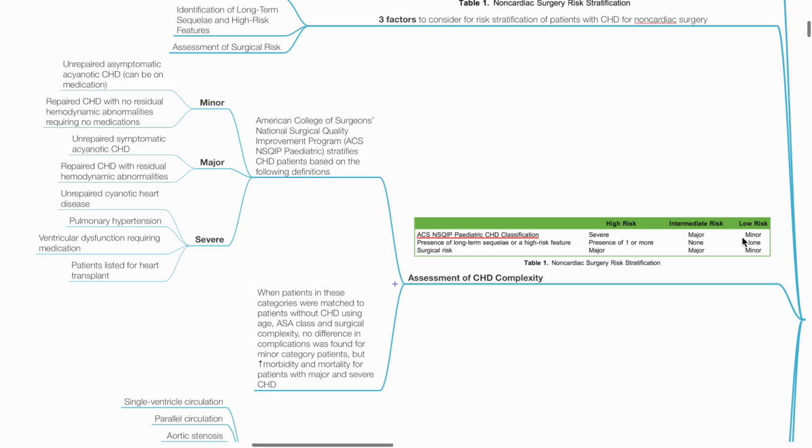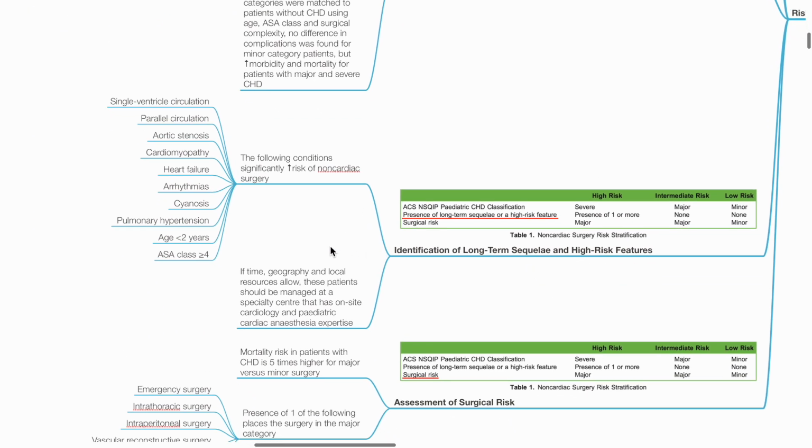Minor lesions are low risk, major lesions are intermediate risk, severe lesions are high risk. Next is identification of long-term sequelae and high-risk features. The following conditions significantly increase the risk of non-cardiac surgery: single ventricle circulation, parallel circulation, aortic stenosis, cardiomyopathy, heart failure, arrhythmias, cyanosis, pulmonary hypertension, age less than 2 years, ASA class 4 or more. When the patient does not have these features, they are classified as low to intermediate risk. Presence of one or more of these features is considered high risk.